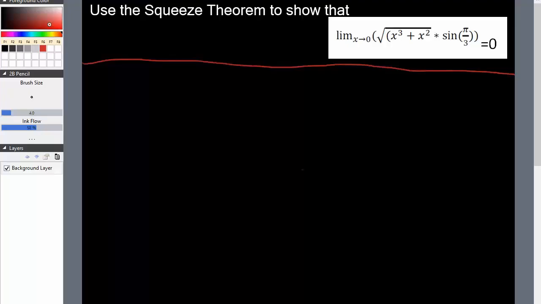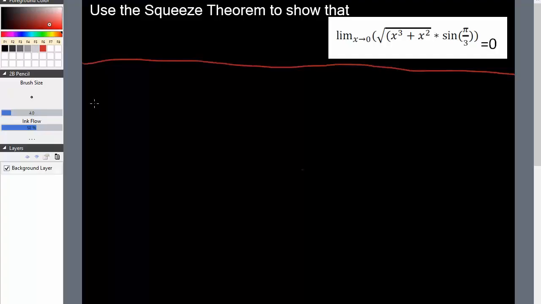Okay, so for this tutorial, we will use the squeeze theorem to show that the limit as x approaches 0 for this question will be 0. Now, to do this question, we need to realize that we have sine pi over 3, and that sine oscillates between -1 and 1. So the lowest that this can be is -1, the highest it can be is 1.